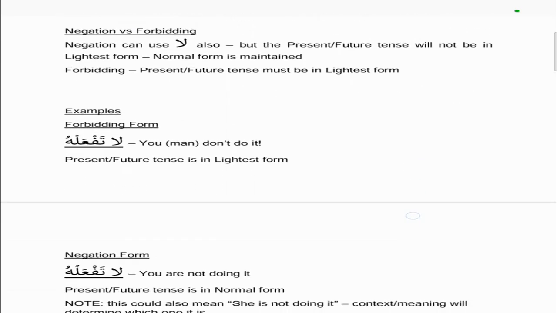So just to discuss the difference between negation versus forbidding. Negation can use la also, but the present future tense will not be in the lightest form. The normal form is used in negation. Whereas when you're forbidding, the present tense must be in the lightest form. So we've got some examples here.